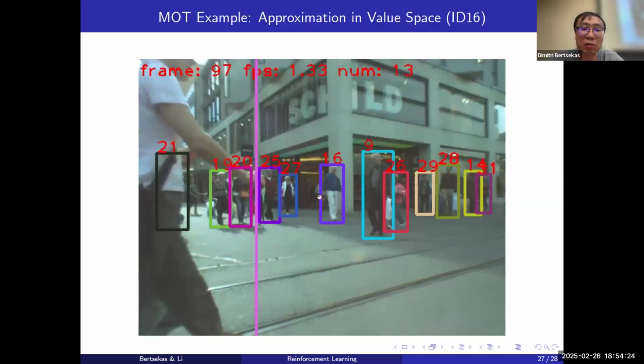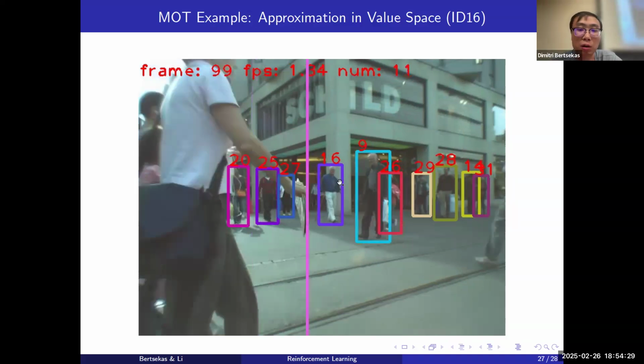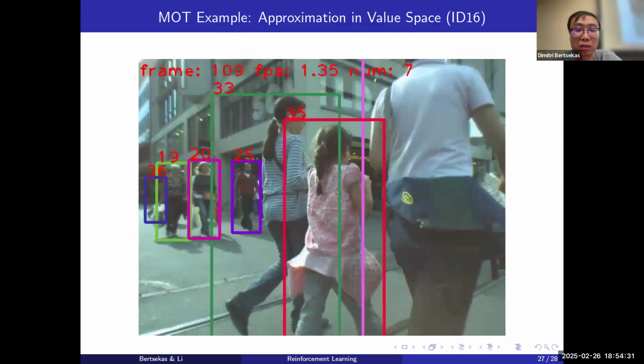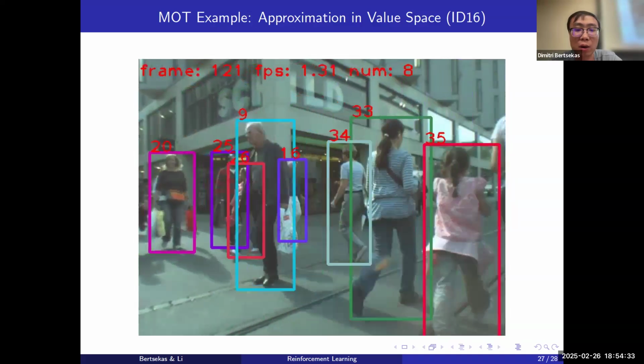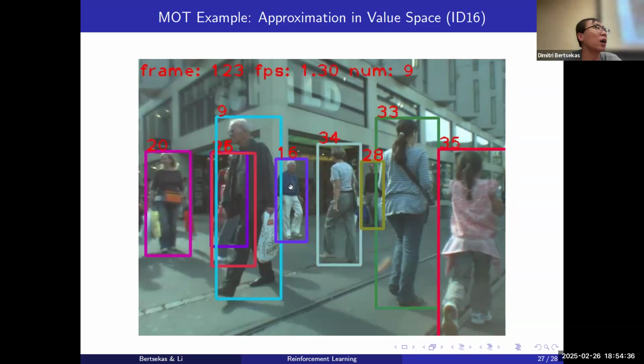Okay, now let's look at our methodology, whereby it starts with ID 16, and when he reemerges, it's still ID 16, because by looking into the future, it realized that in the future, the same gentleman reemerged and was matched with this hidden trajectory.